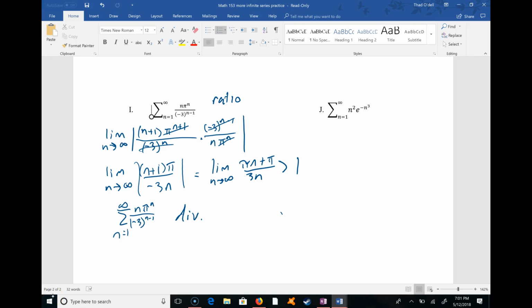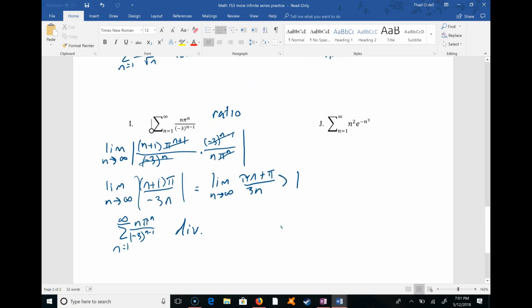Okay, finally J. Because of the e in there, there is kind of an exponential power rule thing going on, but I don't know if that would help. It's not going to work very well with the ratio test because we have an e to the n cubed. It's kind of like a p-series, but it's not even an exponential. So this one I think I would use the integral test.